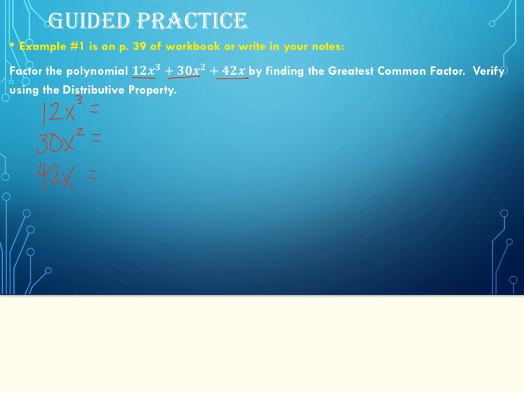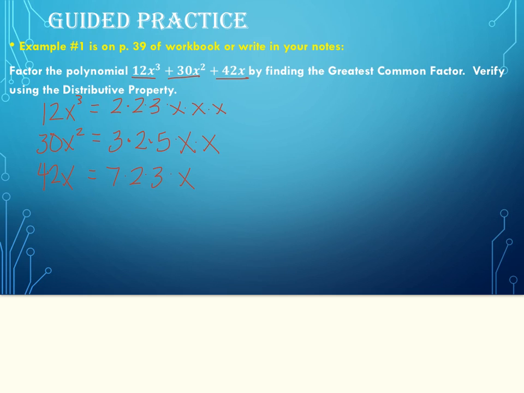prime numbers. So if you remember, 12 is 2 times 6, and 6 is 2 times 3. And so now, if I do x times x times x, that is factored down into prime numbers. Those are all prime. Okay, 30 will factor down into 3 times 10. So I would put 3 times 2 times 5, and there's only 2 x's there. 42 will factor down into 7 times 6. And 6 is 2 times 3.